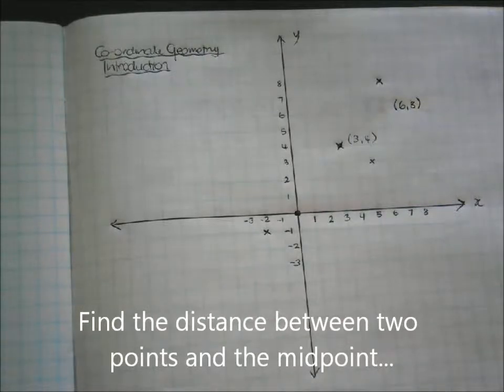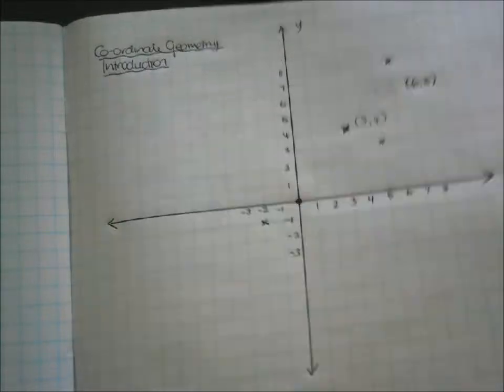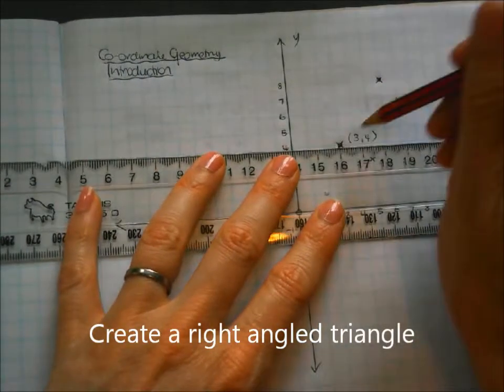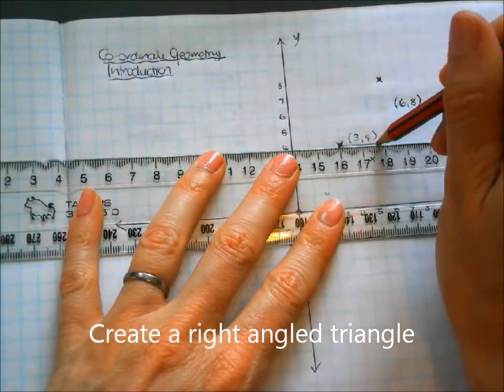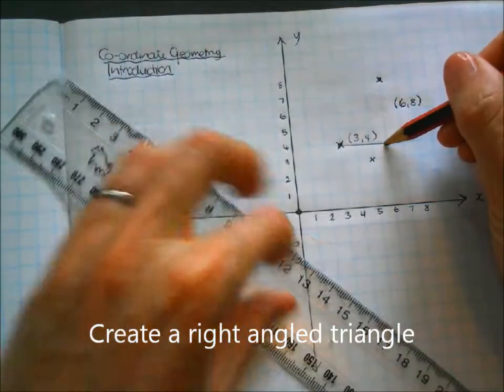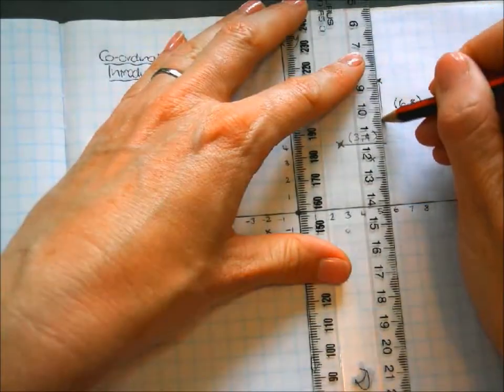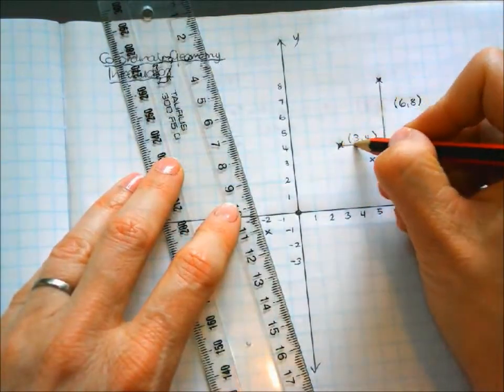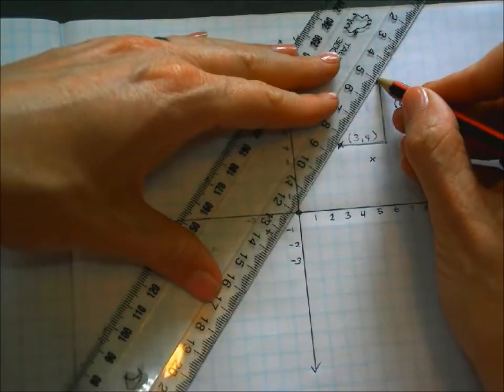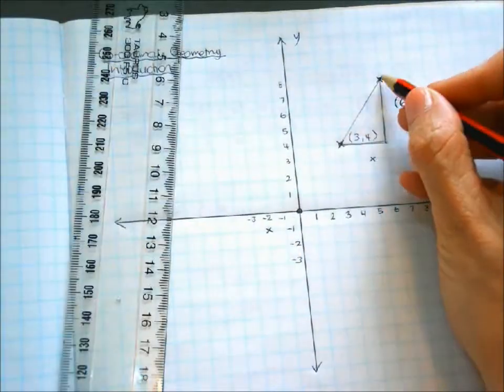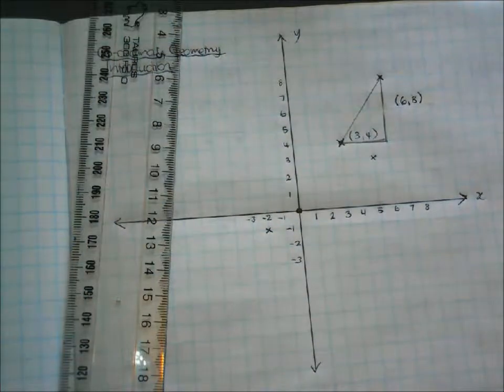And the key to doing this is always to create a right angle triangle. So from this point I've got a horizontal movement or shift and I've got a vertical shift. So there we go. To make my right angle triangle complete, there. And that is the distance between those 2 points. Now we're going to calculate it.